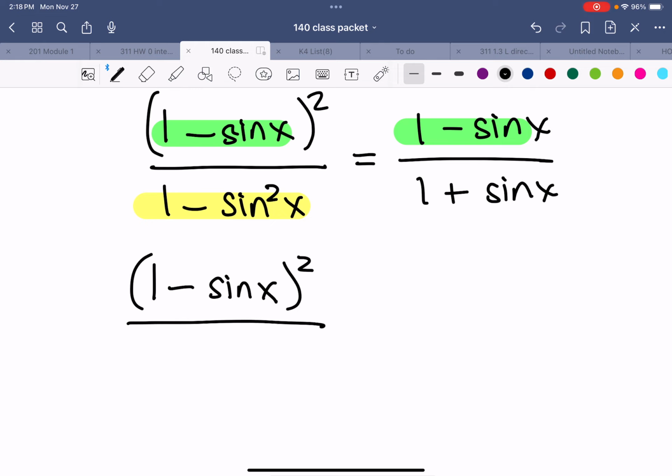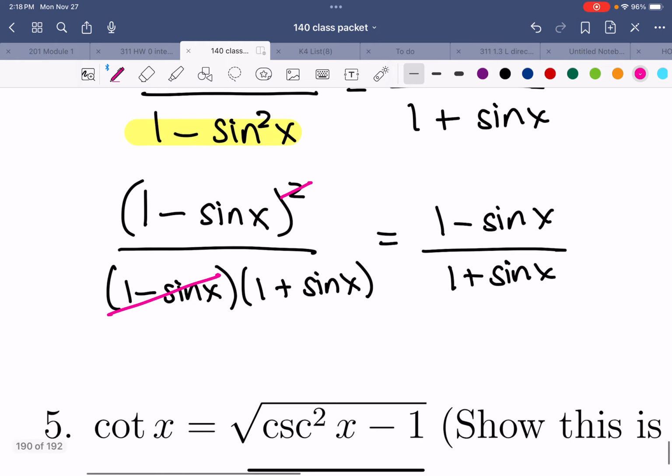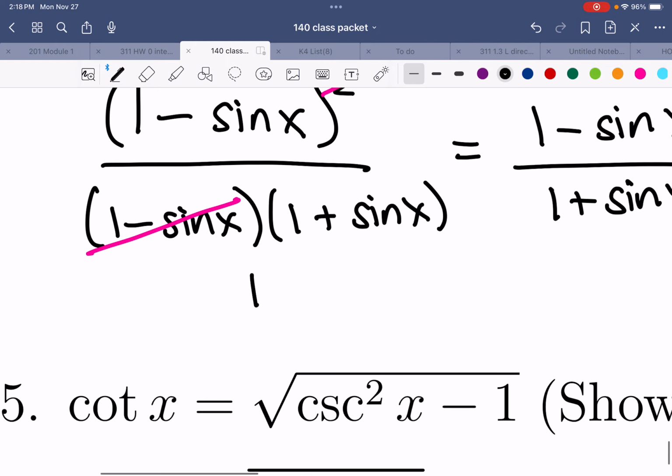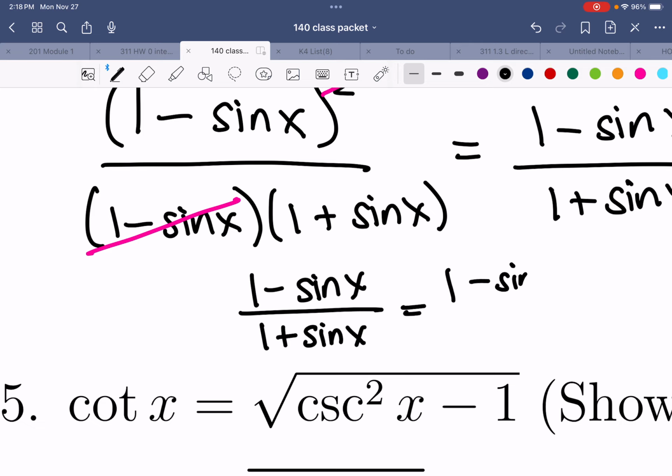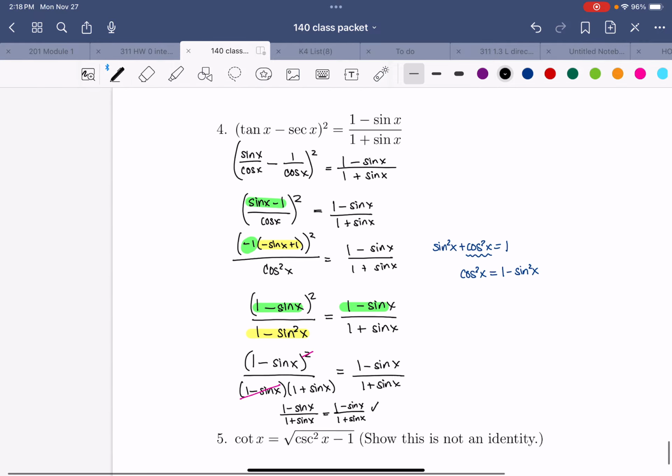On the bottom, I want to factor that one. The difference of two squares would be 1 minus sine x and 1 plus sine x. Then we can go ahead and cancel this one with one of these. Okay, and that will get us exactly what we want. So we'll have 1 minus sine x over 1 plus sine x on both sides. And then we've verified our identity because those are exactly the same. Okay, so there is number 4.